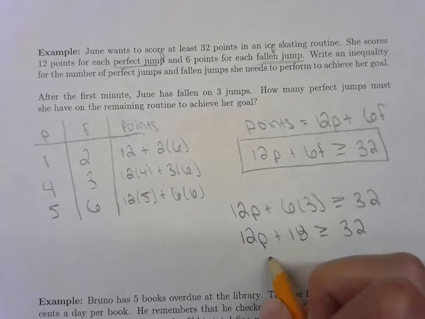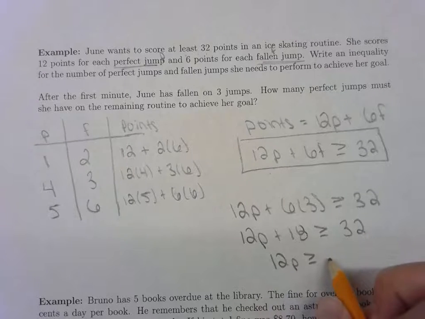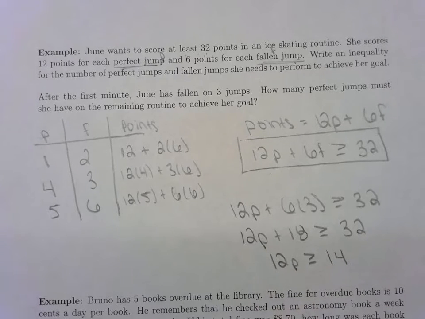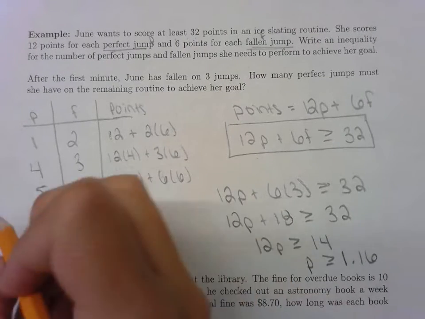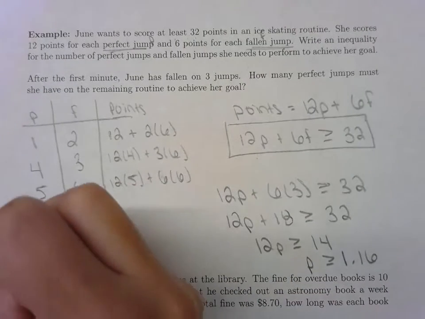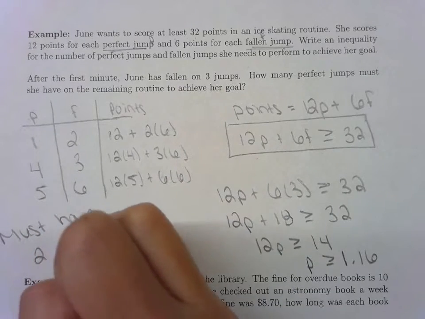Subtract 18 on both sides. We have 12p greater than or equal to 14. Let me check that. Yeah. And then divide by 12. So p needs to be greater than or equal to about 1.16. You can't have 1.16 jumps. So she must have 2 perfect jumps to get the score she wants.